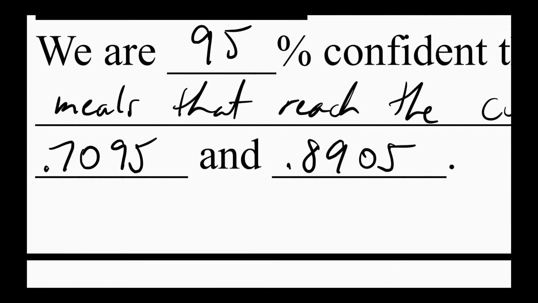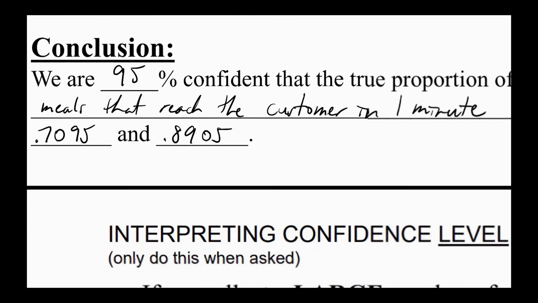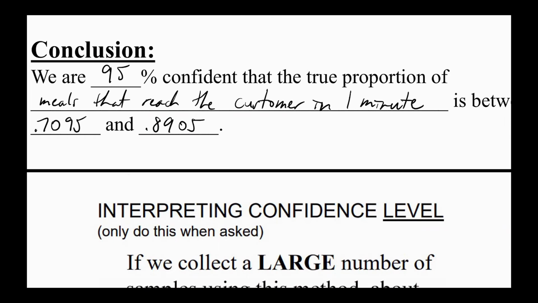It's not like this number here. Why don't they give us one number? Because if I gave you one number, the confidence would go way down. And if you're not confident in something, why do it? Right? It's just a guess. Well, this isn't a guess. Based off the data, I'm 95% confident, pretty confident, that the true answer is somewhere between 0.7095 and 0.8905. Okay.